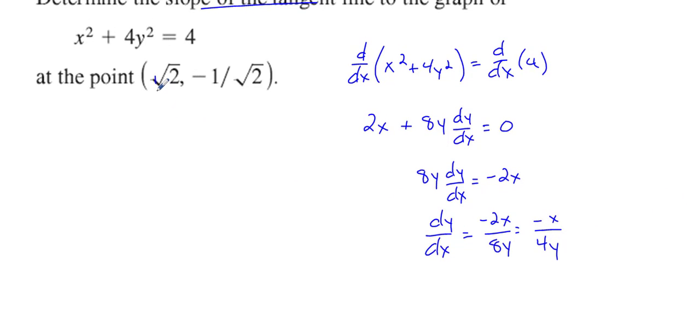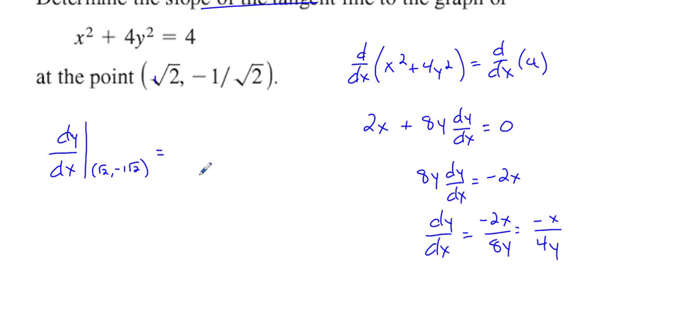In particular, though, the point root 2, negative 1 over root 2 is on that ellipse. What's the slope of the tangent line at this value? Check this out, some new notation. dy/dx, and I'll put a line here, means evaluate at root 2, negative 1 over root 2. That's the derivative evaluated at a point. Because the notation is like, well, dy/dx evaluated at what?